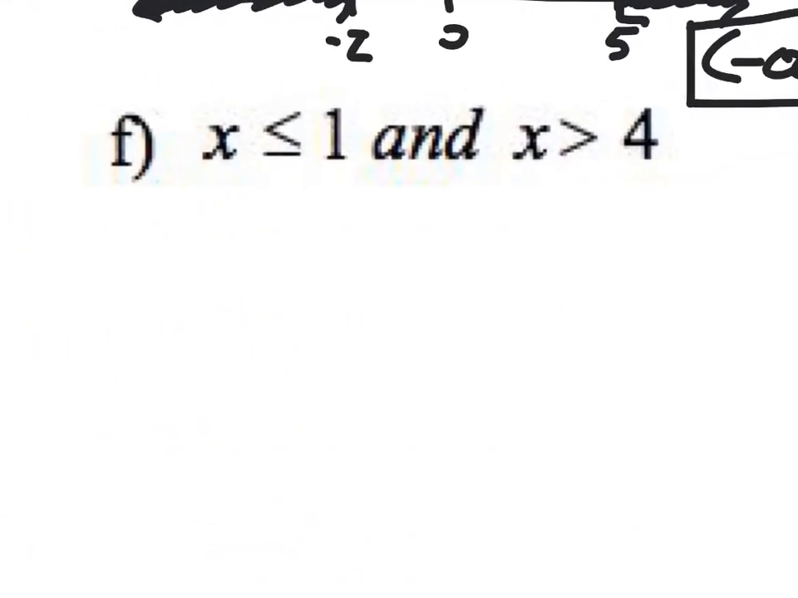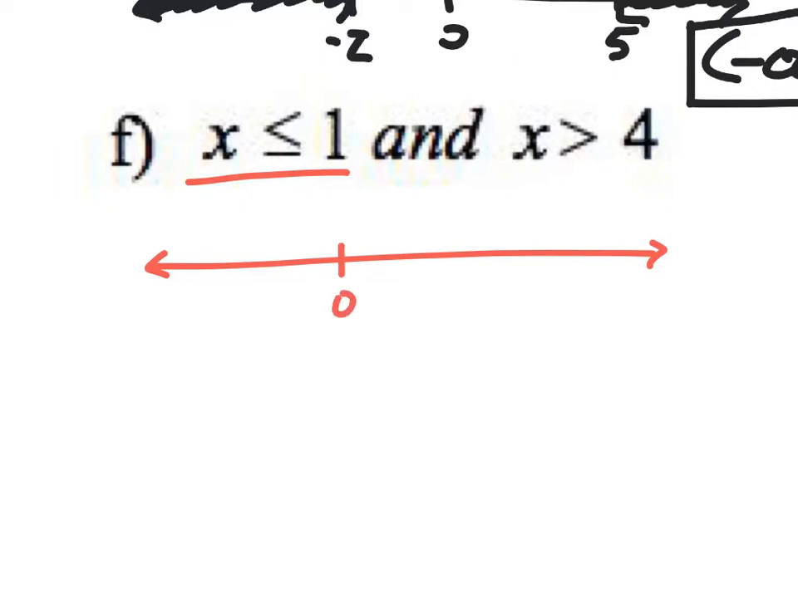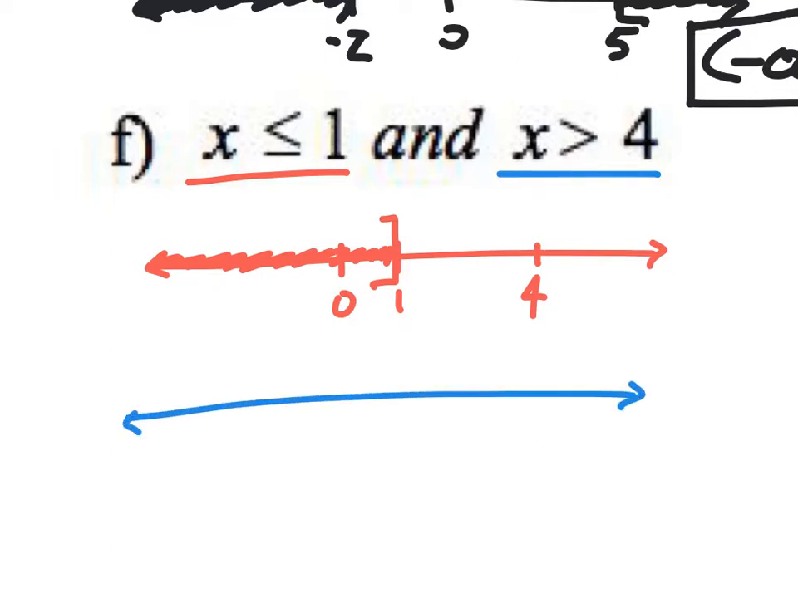All right, for part F, here's what this is going to look like. X is less than or equal to 1. All right, so if we draw this one out, I'm going to plot 0, I'm going to plot 1, I'm going to plot 4. And X is going to be less than or equal to 1. So we're going to put a bracket because it's equal to, and we're going to shade to the left. Okay? On the other one, X is greater than 4. Okay, we're going to have this. I'm going to plot my 0, my 1, and my 4. We're going to put a parenthesis here, and we're going to shade to the right.